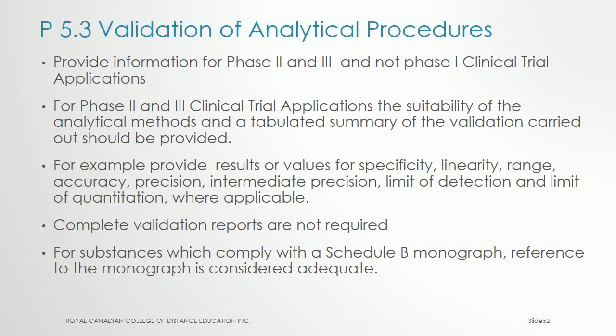Validation of analytical procedures. Provide information for Phase 2 and 3, and not Phase 1 clinical trial applications. For Phase 2 and 3 clinical trial applications, the suitability of the analytical methods and a tabulated summary of the validation carried out should be provided. For example, provide results or values for specificity, linearity, range, accuracy, precision, intermediate precision, limit of detection and limit of quantitation, where applicable. Complete validation reports are not required. For substances which comply with the Schedule B monograph, reference to the monograph is considered adequate.